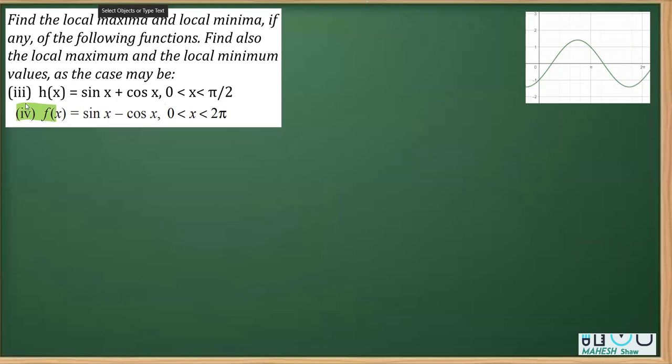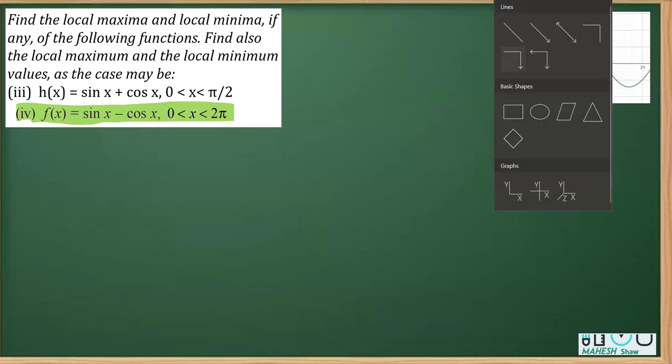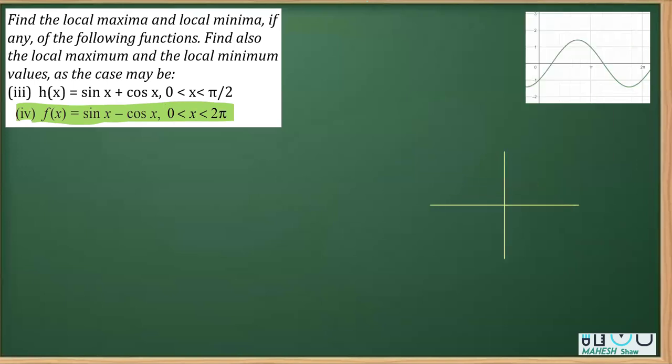Similar to the previous part, this time the function is sin x minus cos x, and x varies from 0 to 2 pi. You should remember that we have to take one complete circle, that is from 0 and back to 2 pi. Here this is 2 pi, this is pi by 2, this is pi, and this is 3 pi by 2.